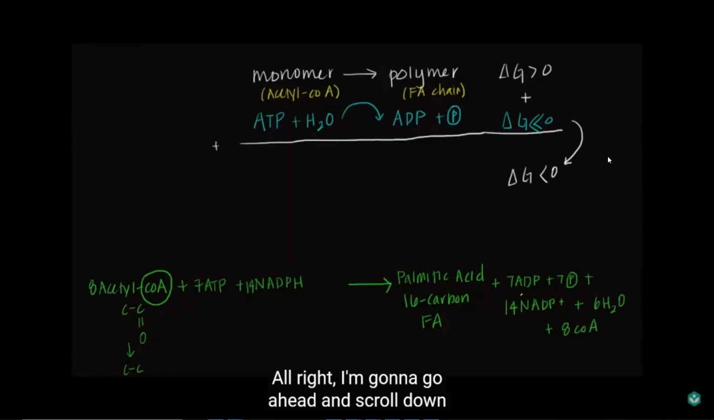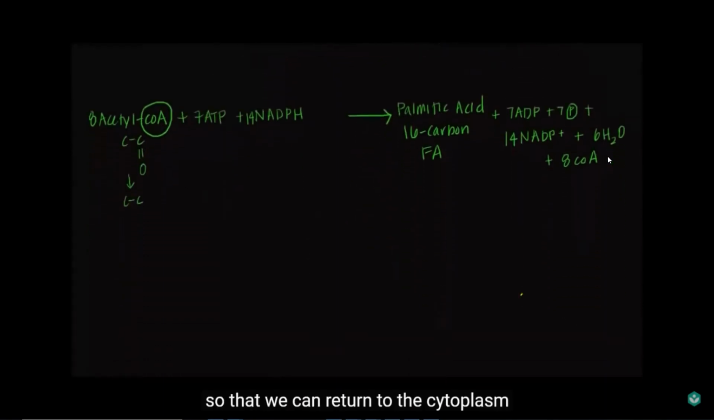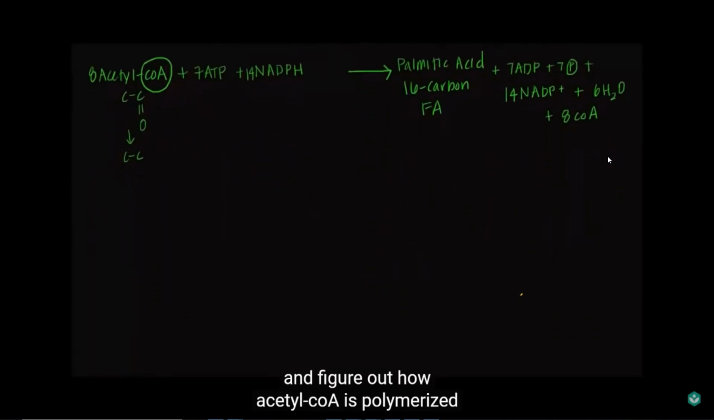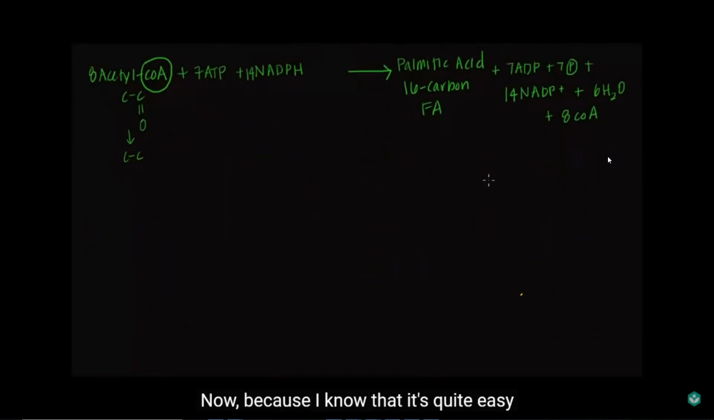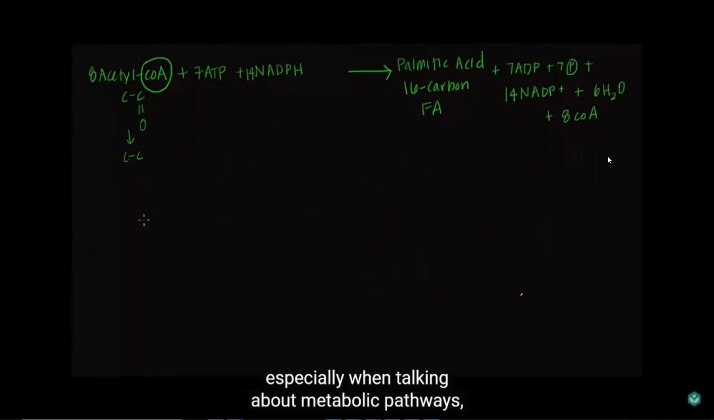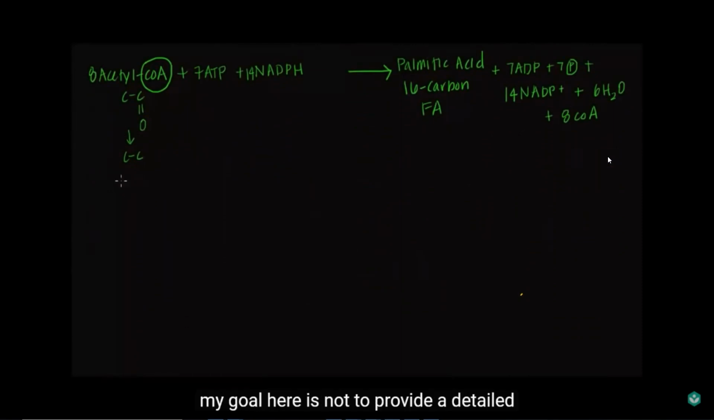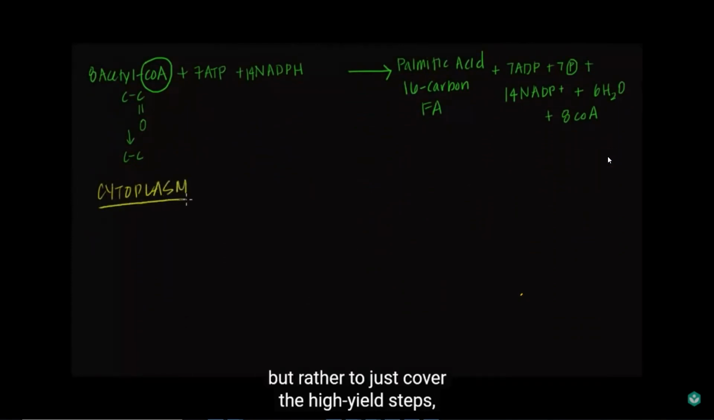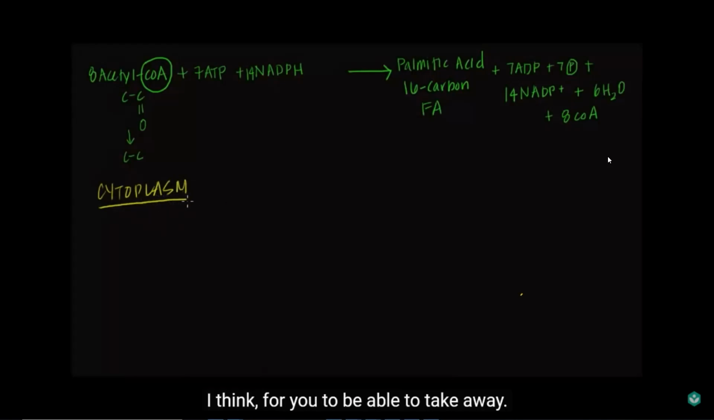All right, so I'm going to go ahead and scroll down so that we can return to the cytoplasm and figure out how acetyl-CoA is polymerized into this palmitic acid. Now, because I know that it's quite easy to get lost in the details, especially when talking about metabolic pathways, my goal here is not to provide a detailed reaction mechanism for every step of this reaction, but rather to just cover the high yield steps, the steps that are the most important, I think, for you to be able to take away.